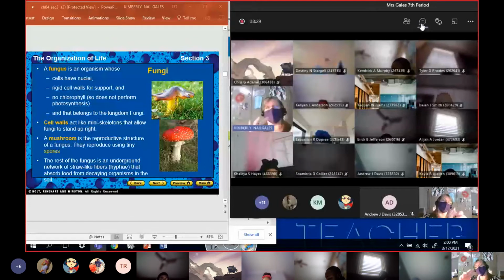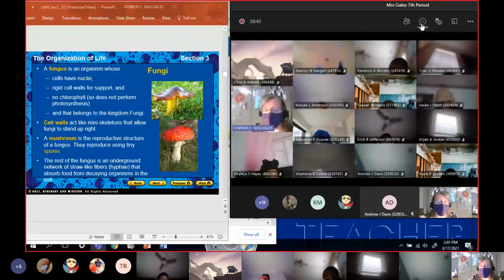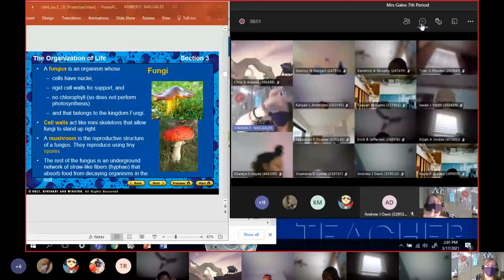If you take a whole bunch of animal cells that look like a balloon and you try to stack them up on top of each other, they're going to fall. But if you take those plant cells with that box, you could stack them very easily. Well, that's exactly what the cell wall is for. It's for support. And funguses also have a cell wall, just like a plant does. Funguses have a rigid cell wall for support.